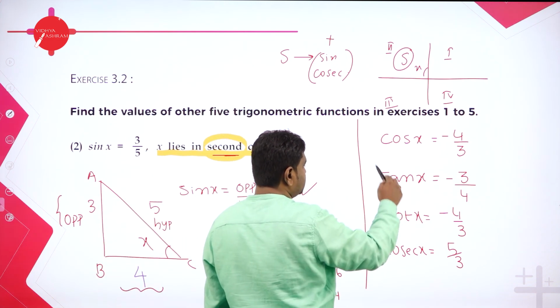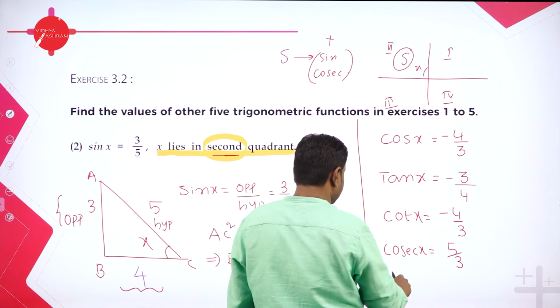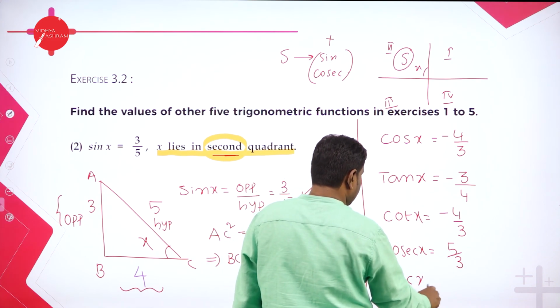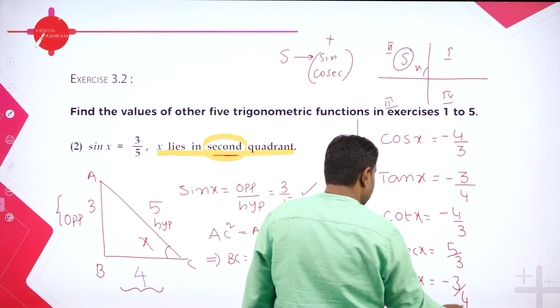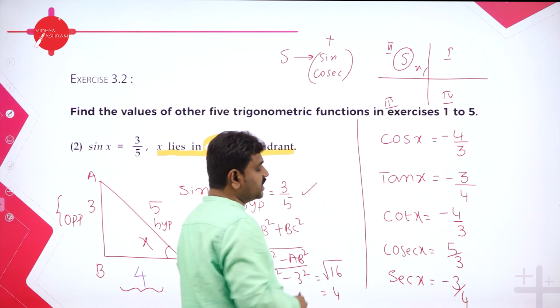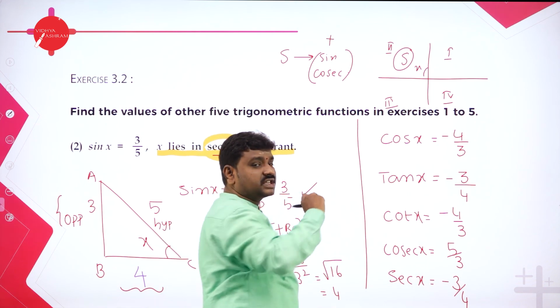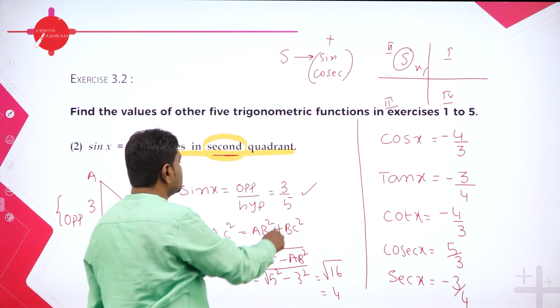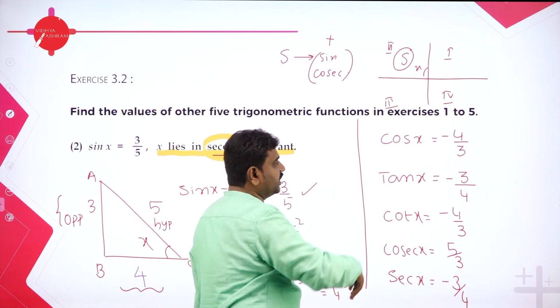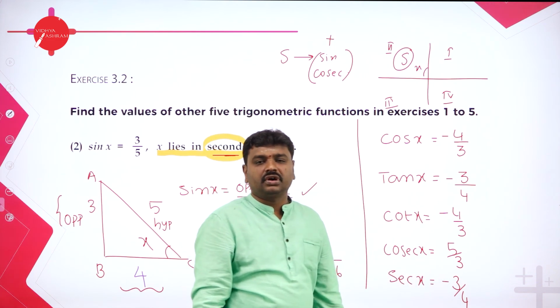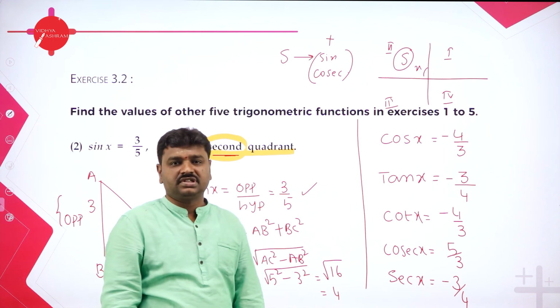Secant is the reciprocal of cos. Cos is minus 4 by 5, so secant is minus 5 by 4, and this is also negative. Only cosecant is positive, because it's in the second quadrant, where sine and cosecant are positive. So sine is positive 3 by 5, cosecant is positive 5 by 3, and the remaining all are negative. So we got all the other trigonometric functions.